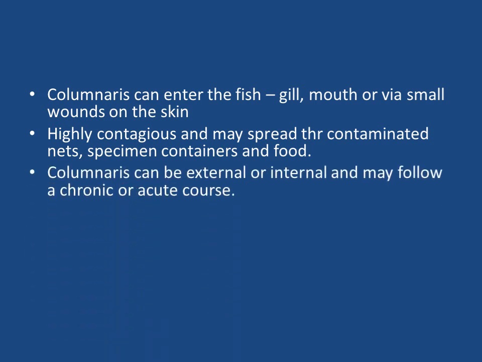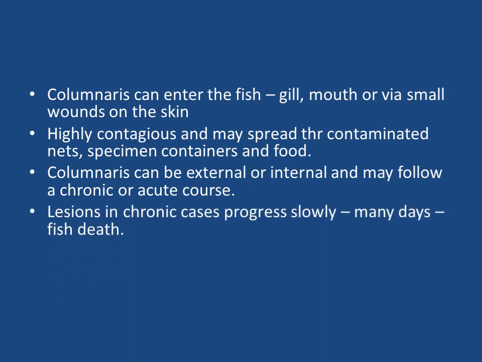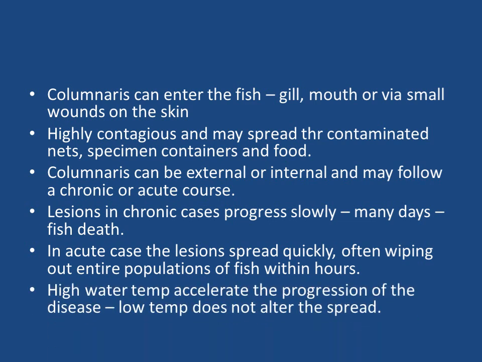Columnaris can enter the fish through the gill, mouth, or via small wounds on the skin. It is highly contagious and may spread contamination through the net, specimen, container, etc. Columnaris can be external or internal and may follow a chronic or acute course. Lesions in chronic cases progress slowly, and after many days the fish can die. In acute cases, the lesions spread quickly, often wiping out an entire population of fish within an hour. High water temperature accelerates the progression of the disease, and low temperature does not alter it.